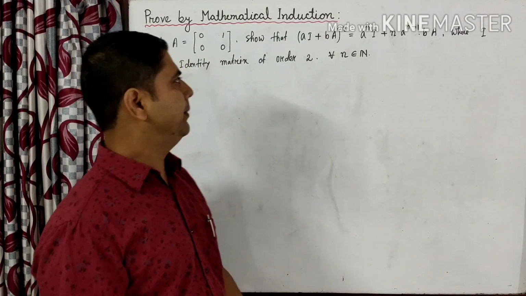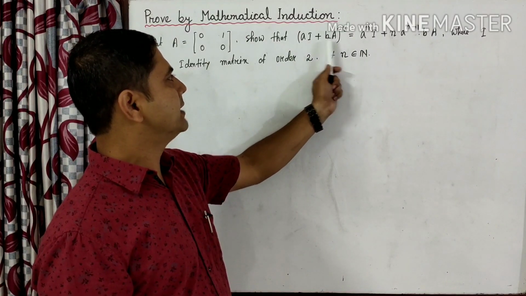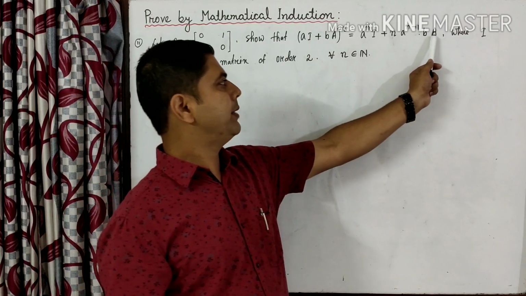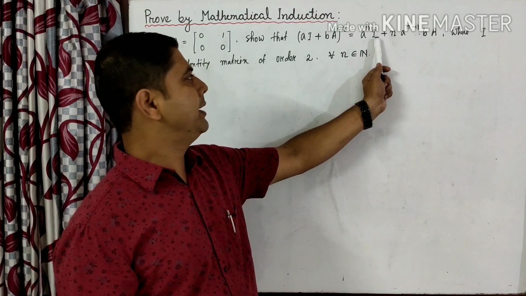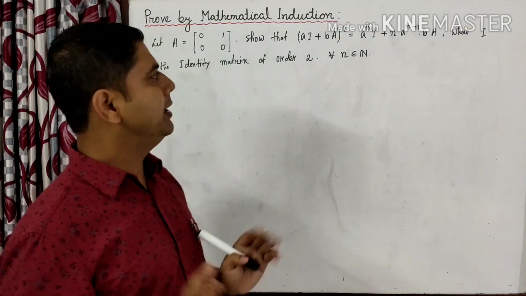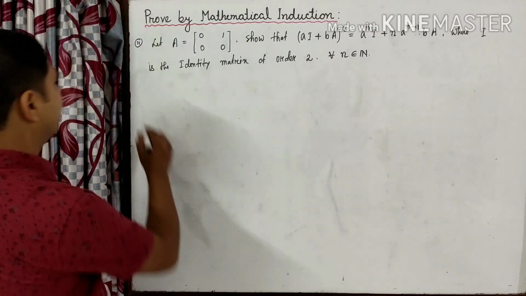Where n belongs to all the natural numbers. In the given statement, here A, this one is a matrix, and I, this one also a matrix. The others are all scalar quantities. Now how can you prove it?